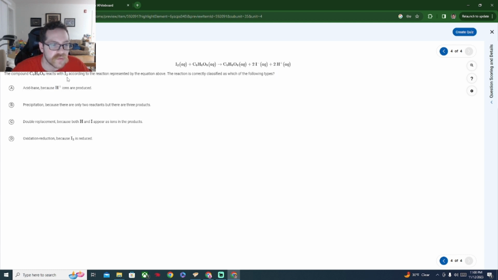C6H8O6 reacts with I2 according to the reaction represented above. In this case, I2 starts, like we said before, as an element and ends up as an ion. In this case, ending up as an ion means it has gained electrons and it has changed forms. It is now no longer its elemental form. Its oxidation number has changed.